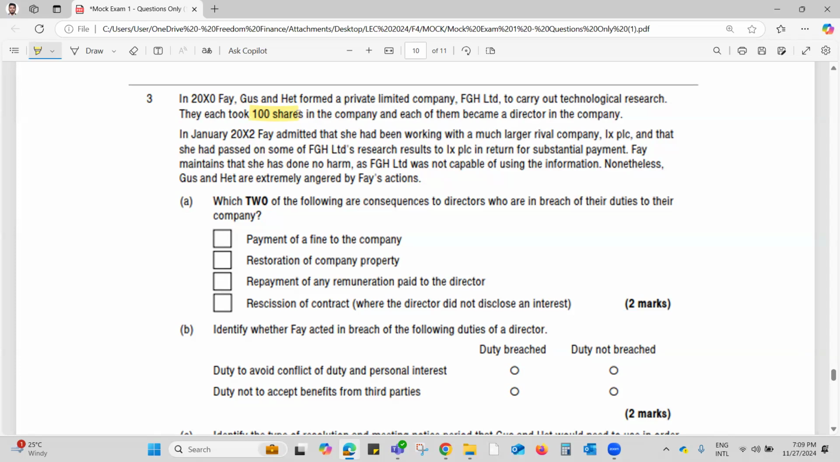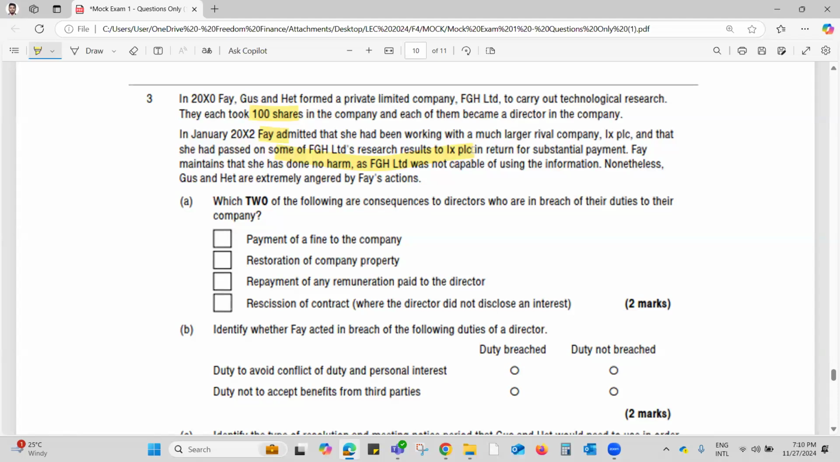In January 2012, F admitted that she had been working with a much larger rival company, IX PLC, and that she had passed some of FGH's research results. She has given some research results to IX company in return for a substantial payment. So for a sum, you have released that information. F maintains that she has done no harm. She's thinking that she has not done any harm, as FGH was not capable of using the information. Nonetheless, G and H are extremely angered by F's actions.